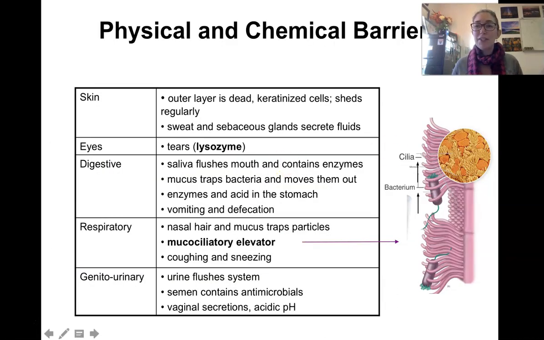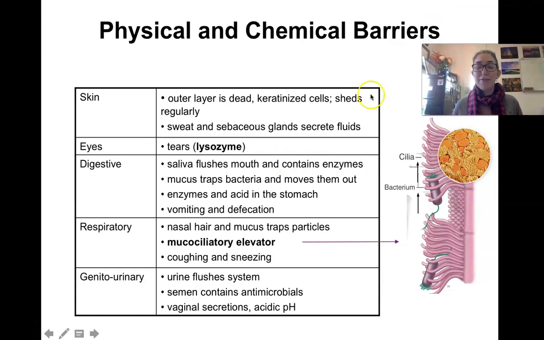Some of these physical and chemical barriers, the first line of defense, include the skin. The outer layer of your skin is basically a bunch of dead skin cells, so they can't be infected because they're dead. And they slough off, so any bacteria or virus particles that stick to them just come off when they slough off. Natural exfoliation is a natural shedding of your old skin, but also of any microbes that are stuck to it.